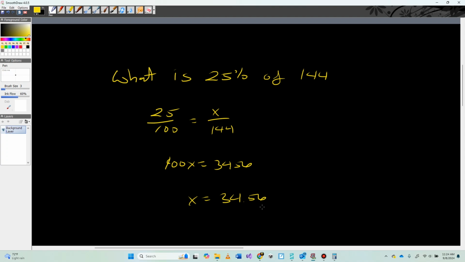And one more thing that could happen is 20% of what number is 80, which could be another example that we could get. So 20% of what is 80?